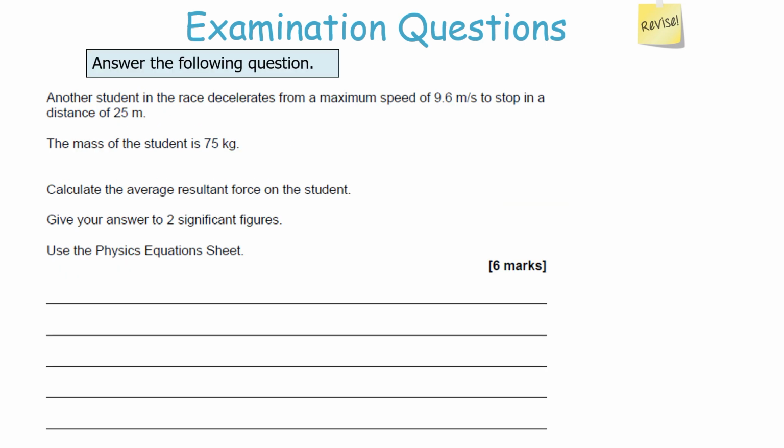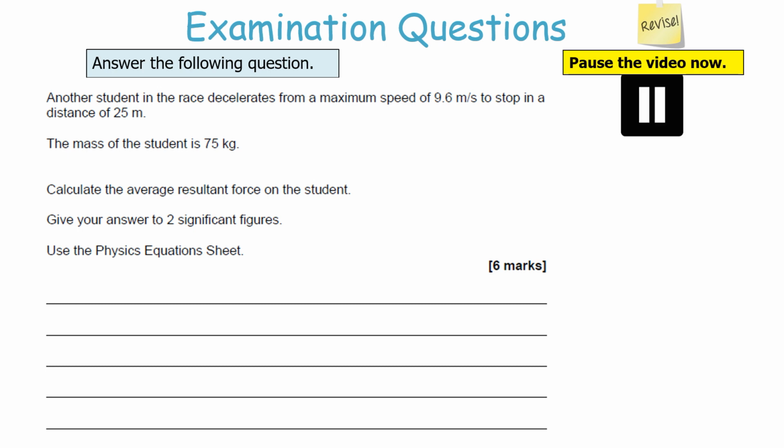The next question says another student in the race decelerates from a maximum speed of 9.6 meters per second to stop in a distance of 25 meters. The mass of the student is 75 kilograms. Calculate the average resultant force on the student. Give your answer to two significant figures. So pause the video now, then unpause the video when you want to go through your answer.